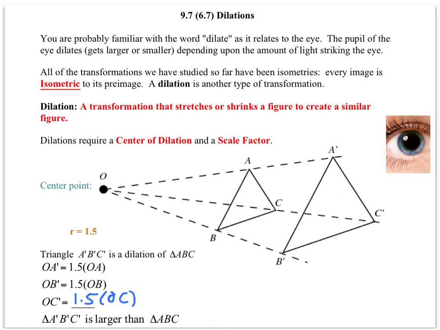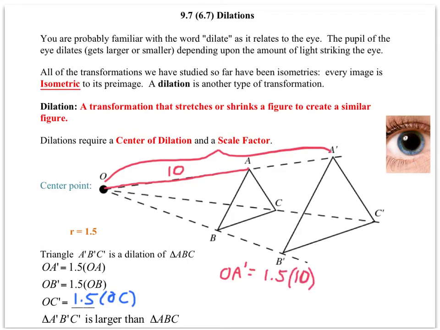What does this mean to you? Well, if OA, let's say, was 10, then what we could do is find OA prime. OA prime is going to be equal to 1.5 times 10, which is equal to 15. So the distance from the center point O to A prime is now 15. Suppose OB was 8 and OC was 12. Challenge yourself to figure out what OC prime and OB prime would equal.